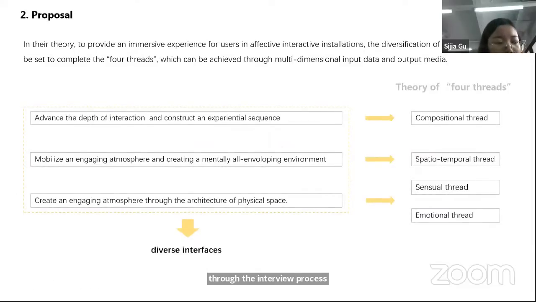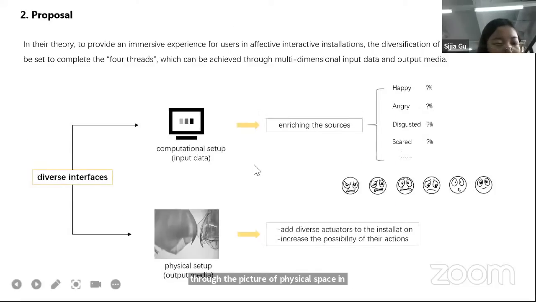According to their theory, to provide an immersive experience for users in affective interactive installations, the diversification of interfaces could be said to complete the four threads, which are compositional thread, spatial temporal thread, sensual thread, and emotional thread. And we propose that the compositional thread can be constructed by advancing the depth of interaction. The spatial temporal thread can be strengthened by mobilizing an engaging atmosphere and creating a mentally enveloping environment. The experience for sensual thread and emotional thread can be enriched by creating an engaging atmosphere through the architecture of physical space. And here is how we interpret and adapt the hypothesis.